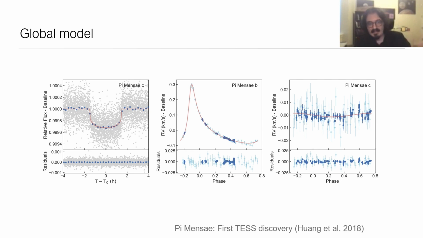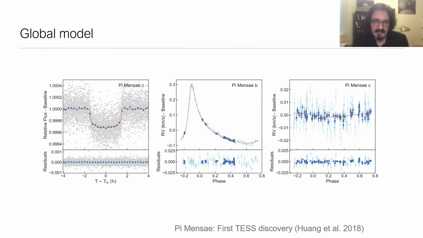Here you're looking at basically the Pi Mensae c folded transit light curve on the left. And then you're also looking at the radial velocity data at the center. And on the far right, you see the radial velocity data phase folded onto the period of Pi Mensae c, which is the new detection. And different colors show the data from TESS and the Anglo-Australian Telescope.